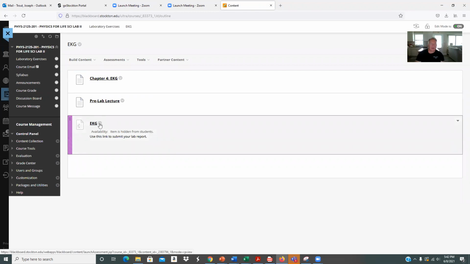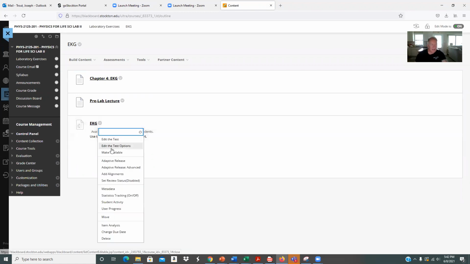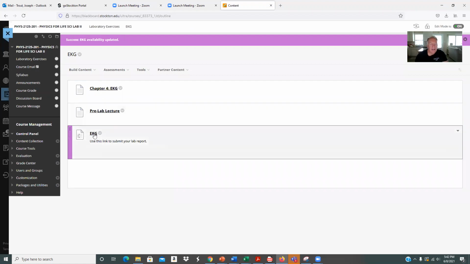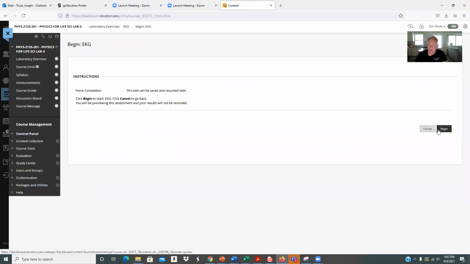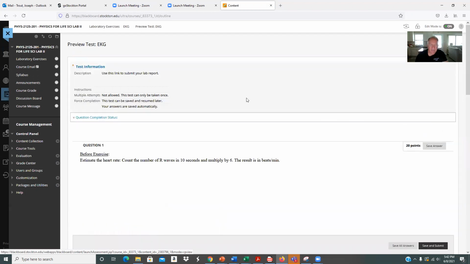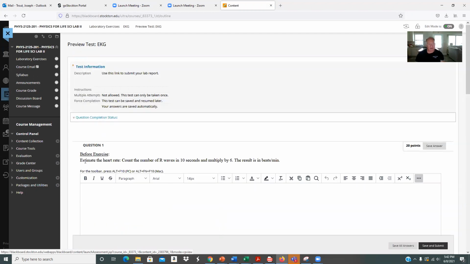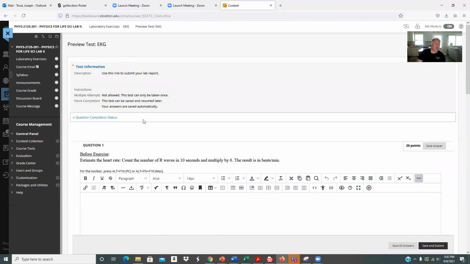And right now it's hidden, so let's make it available, okay? And you can submit your lab report by just answering these questions. So for example, it says, estimate the heart rate: count the number of R waves in 10 seconds, and multiply it by 6. This is the result per minute. Once again, to do this, we'll use the two diagrams in the lab manual.